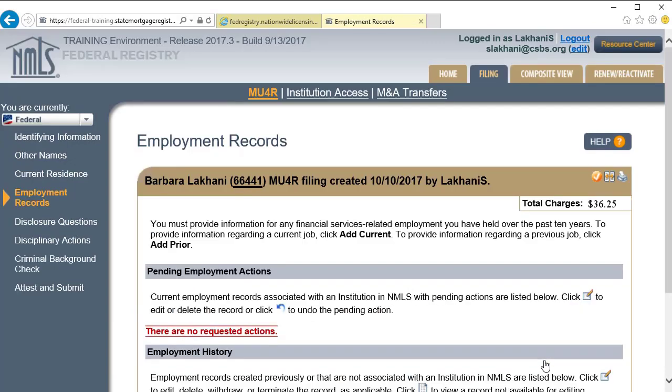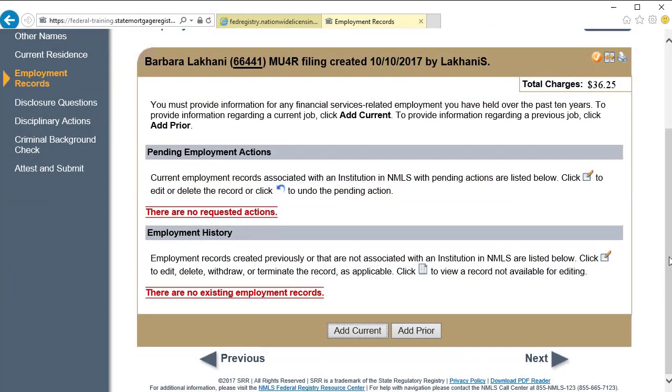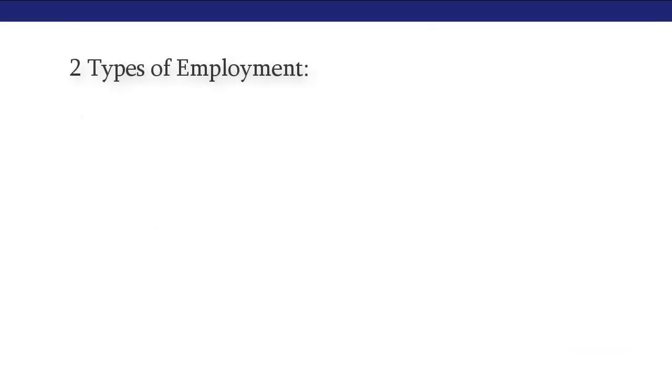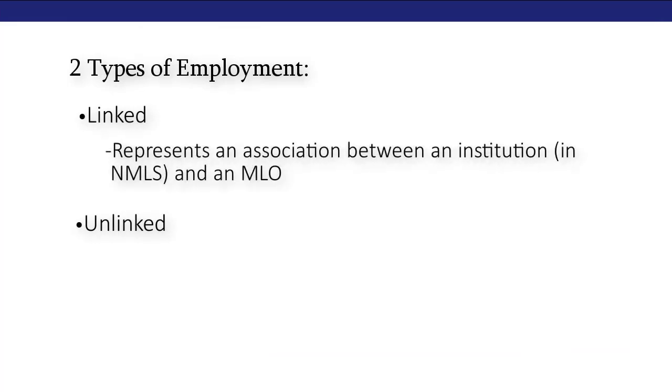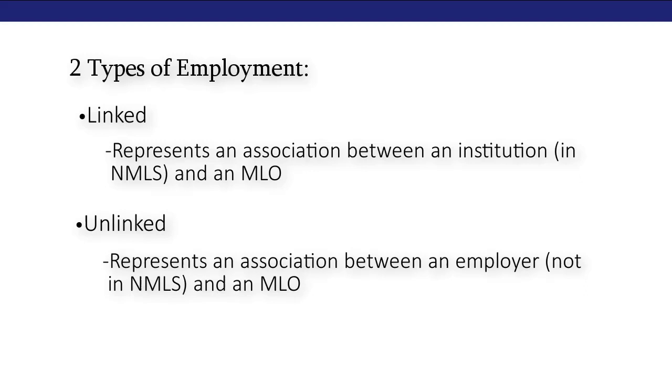This section is used to show your current employer and provide all financial service-related employment over the last 10 years. Employment other than financial services related is not required. The employment records allow you to add a linked or unlinked employment. Linked employment represents an association between an institution and an MLO to represent an employer-employee relationship. This employer is an NMLS. Unlinked employment represents an employer-employee relationship for an employer who is not an NMLS.